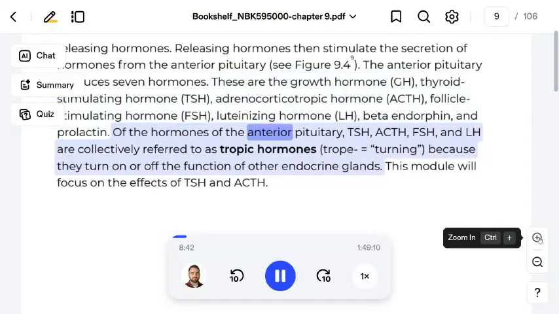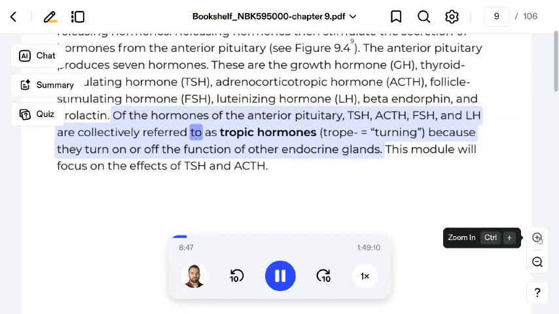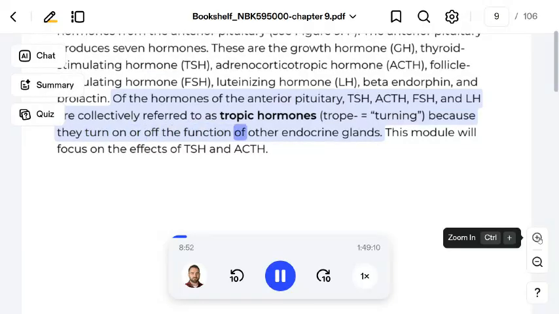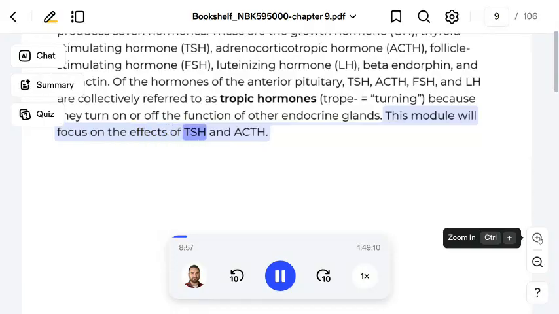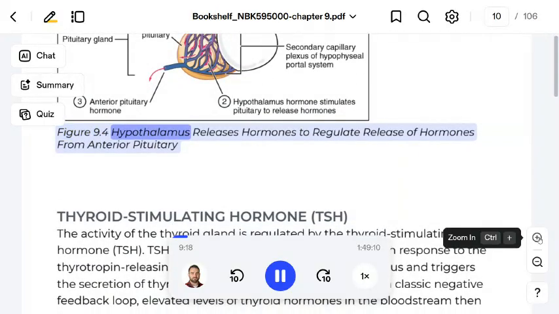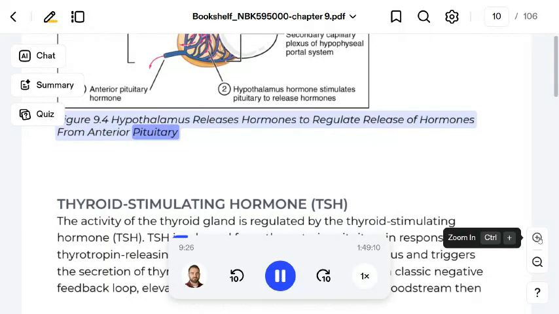Of the hormones of the anterior pituitary, TSH, ACTH, FSH, and LH are collectively referred to as tropic hormones, because they turn on or off the function of other endocrine glands. This module will focus on the effects of TSH and ACTH. Figure 9.4: Hypothalamus releases hormones to regulate release of hormones from anterior pituitary.